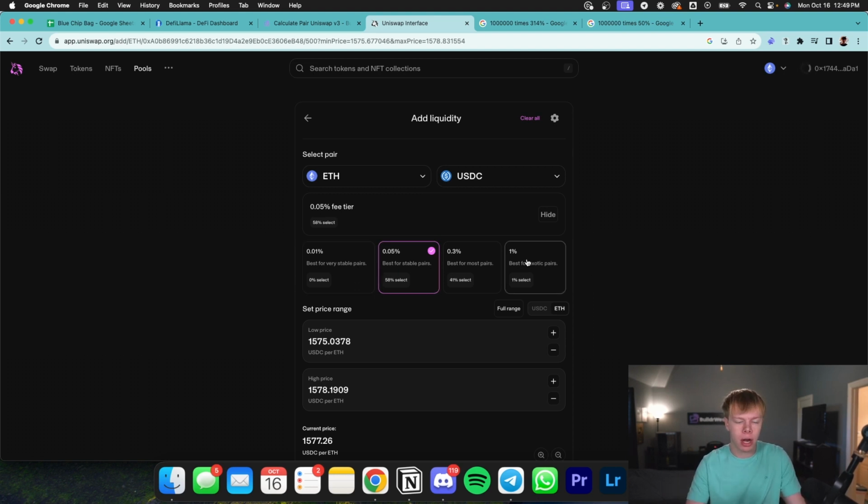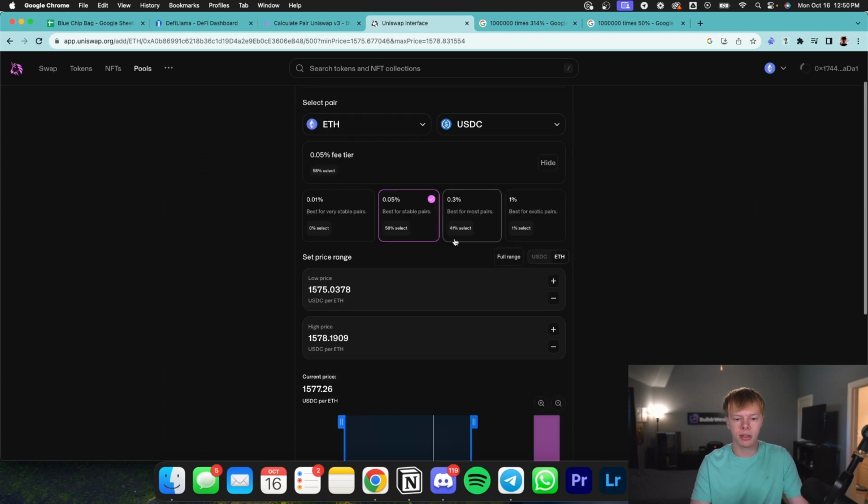So on a $100 trade on the 1% fee tier, the liquidity provider would collect $1 as a fee and the trader would get 99% of their trade. On the 0.3% fee tier, the liquidity provider would collect 30 cents in fees and the trader would pretty much get 99.7% of their trade. On the 0.05%, the liquidity provider collects 5 cents, whereas on the 0.01% fee tier, the liquidity provider collects 1 cent.